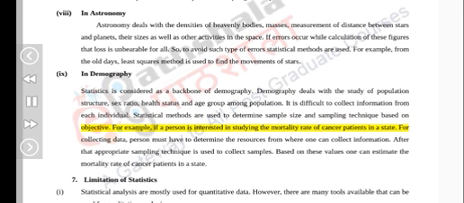For example, if a person is interested in studying the mortality rate of cancer patients in a state. For collecting data, person must have to determine the resources from where one can collect information. After that, appropriate sampling technique is used to collect samples. Based on these values, one can estimate the mortality rate of cancer patients in a state.